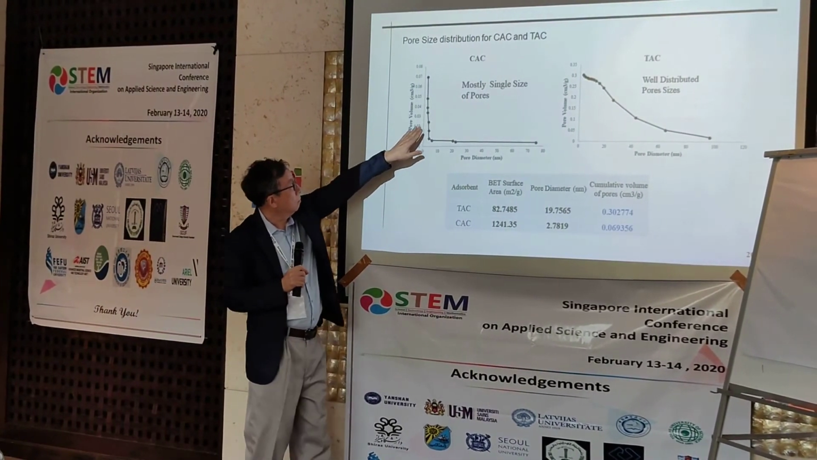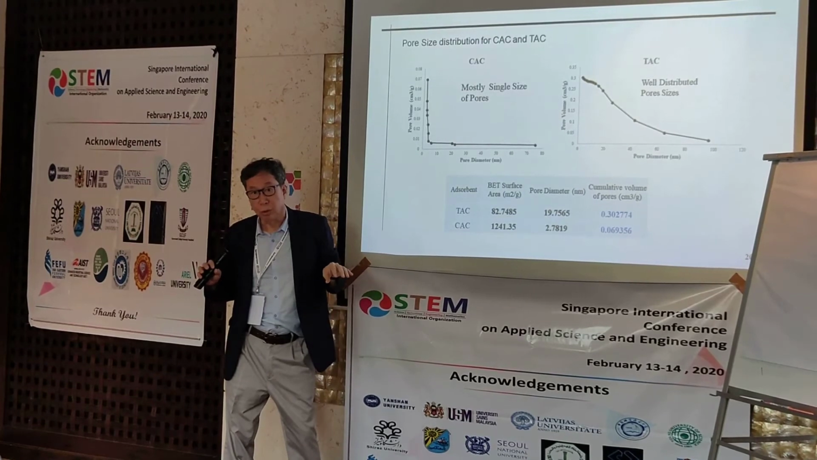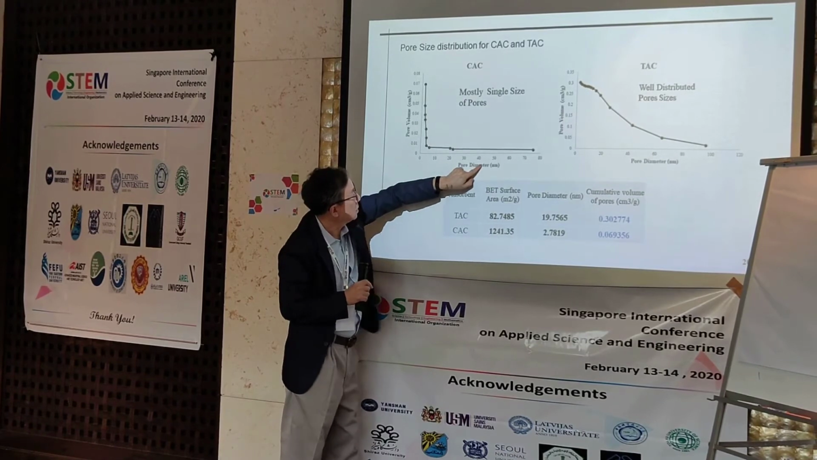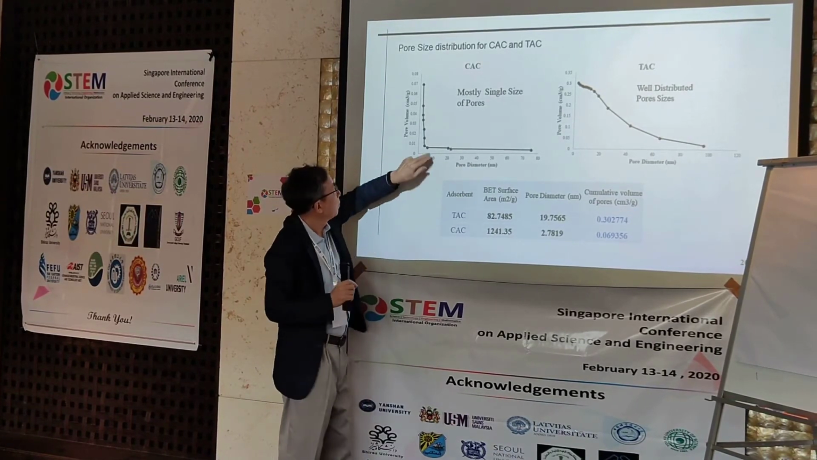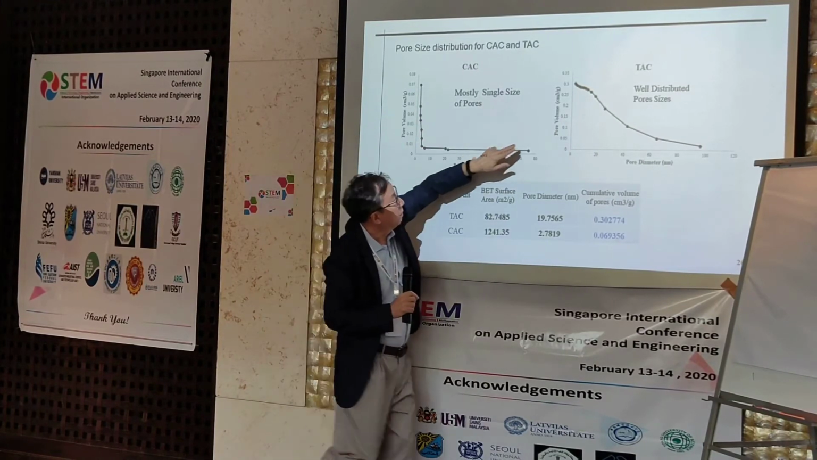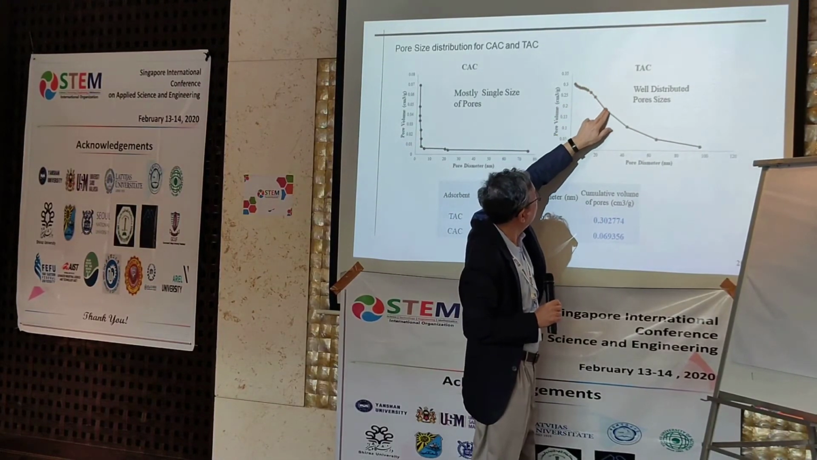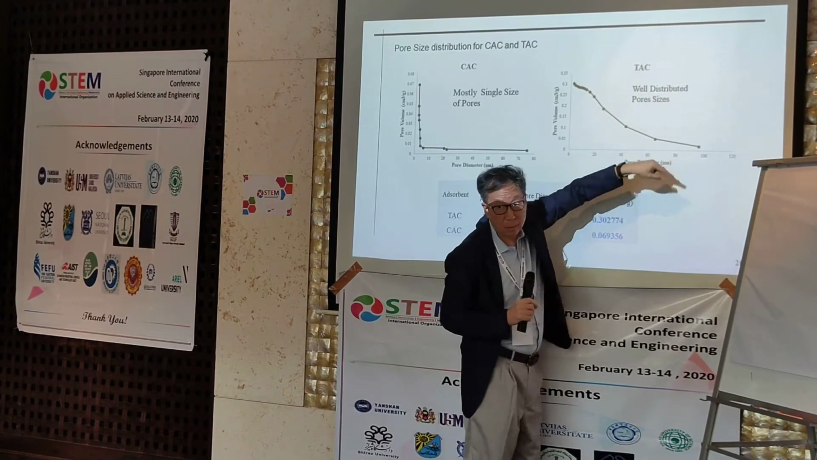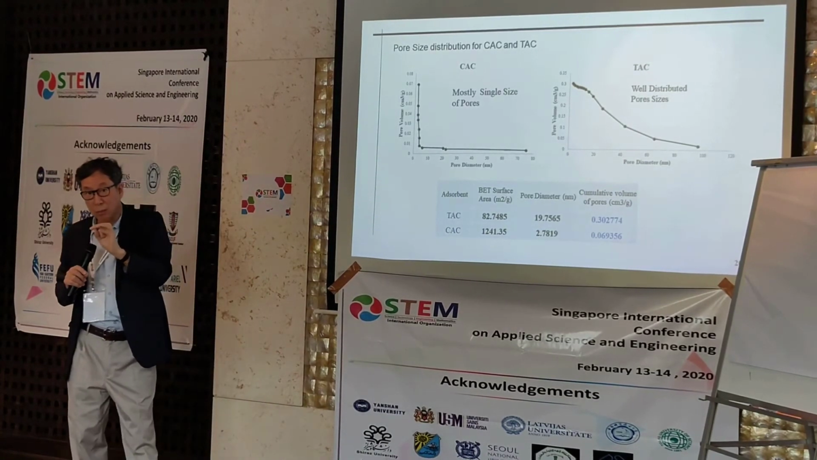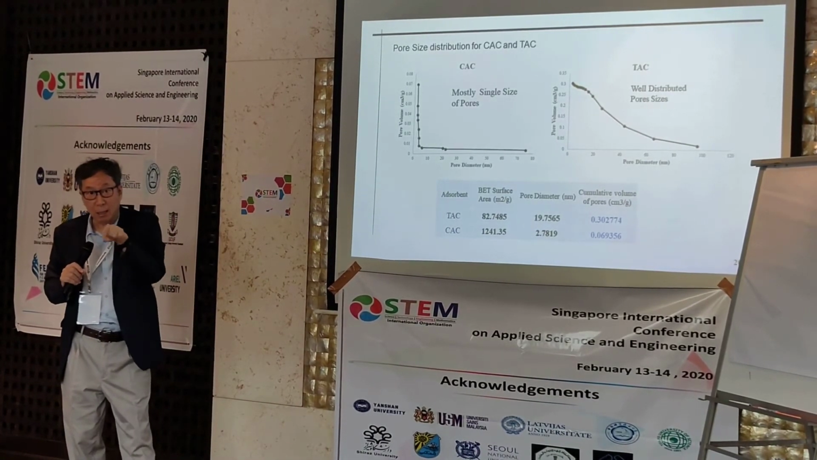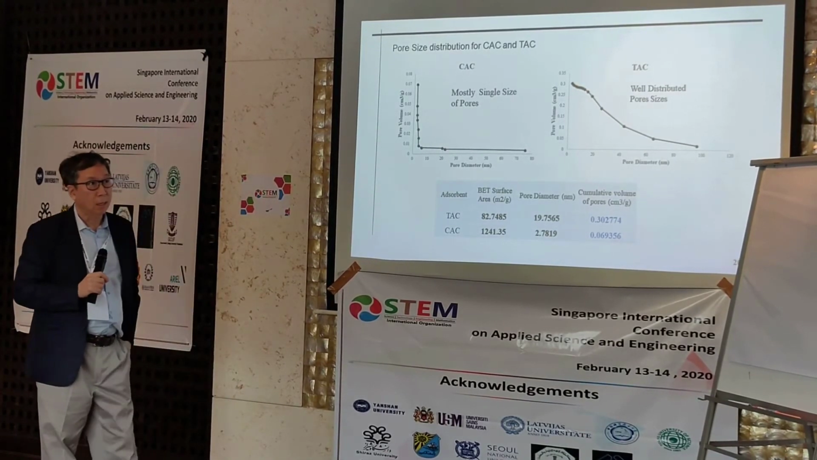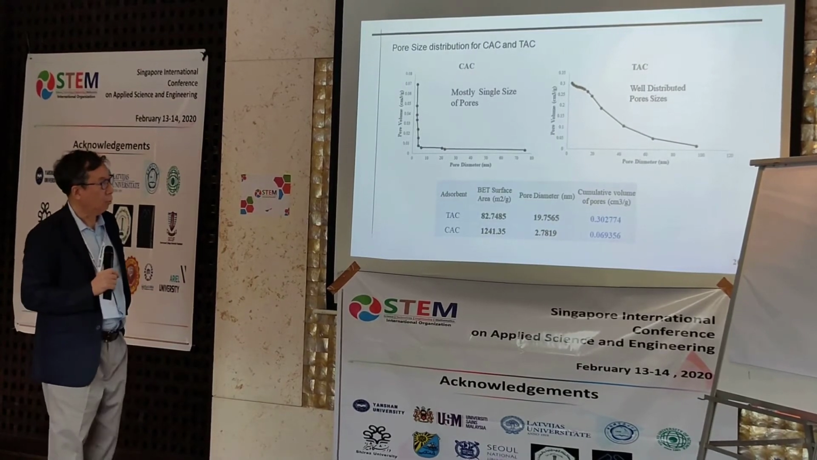this is the size distribution of the material, and it shows mostly the size of the particles. This shows mostly one size, a single size of pores, but TAC shows all different distribution, different sizes. Some particles are big, some particles are small, so that it can fill all those pores. So we can create a lot of different surface areas too. Next.